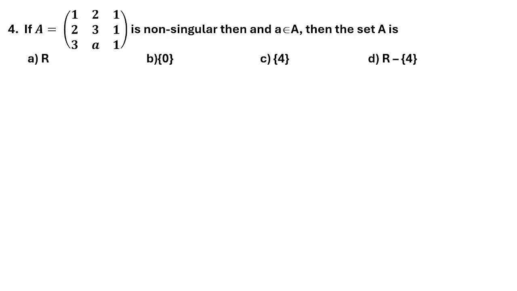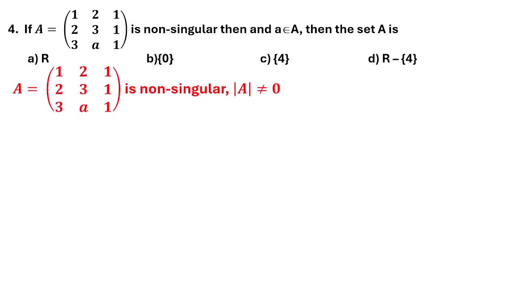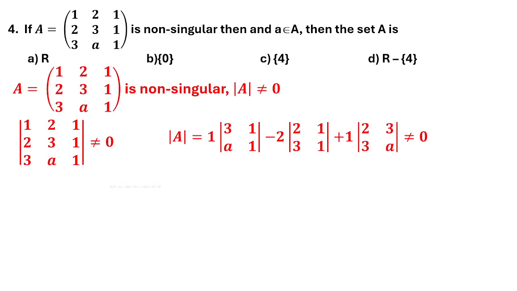Okay. Now A is given. It is non-singular. Now all of you know the meaning of singular and non-singular. For singular, determinant value is 0. For non-singular, it is non-zero. Therefore, we are taking that non-singular, determinant A is non-zero. Therefore, I am equating to non-zero.